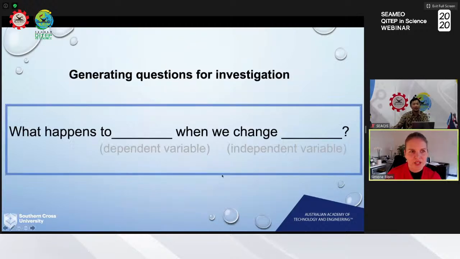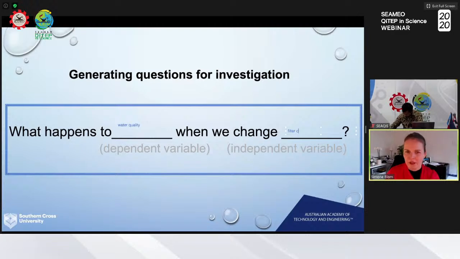So then what I can do is transfer that information directly into this question generator. So what happens to, now remember my dependent variable, do you remember what that was? What was the dependent variable? What was the thing we're going to measure? Does anyone remember? Yep, great, thank you. Water quality. Water quality, fantastic.